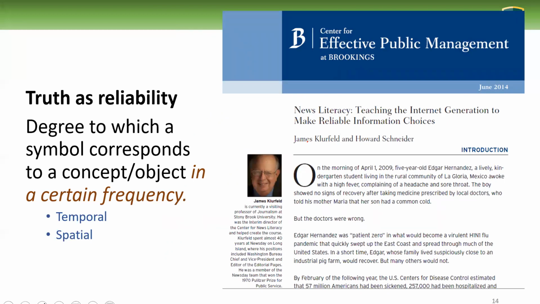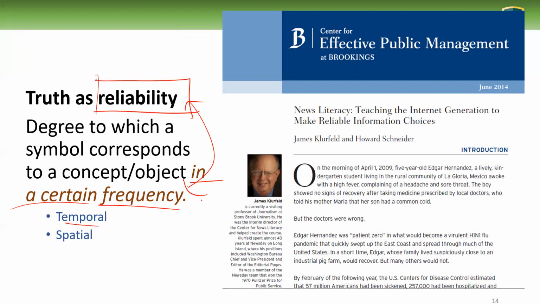Now, I wanted to bring the concept of reliability to our definition of truthfulness. That's because other people have proposed it as a better way to think about truth, because truth is very philosophical, very broad, and maybe contentious. So reliability might be a better term, so we can also use this term. Truth in this sense would be the degree to which a symbol corresponds to a concept or to the object, or the concept and the object, those three relations, in a certain frequency.